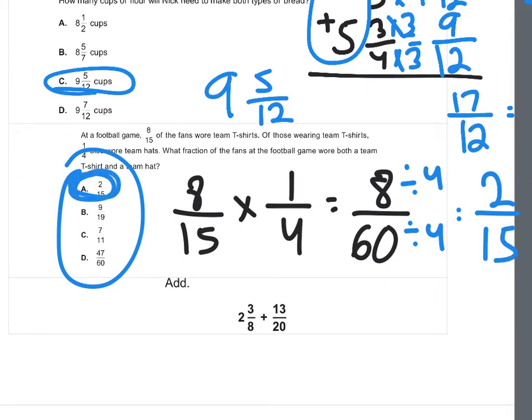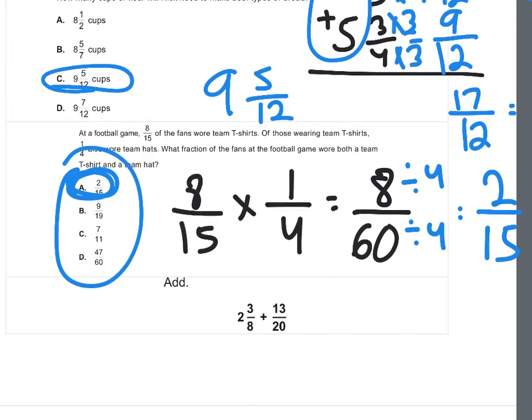So once again, we took 8/15, which were the fans that wore t-shirts. And of those, we know the of means to multiply. Of those, 1/4 also wore team hats. So what fraction did both? Well, the 8/15 times the 1/4, which is 8/60. Simplified by dividing the numerator and the denominator by 4, and we'll get 2/15.